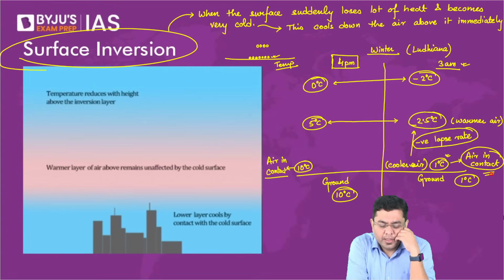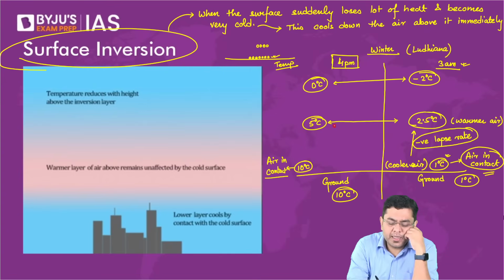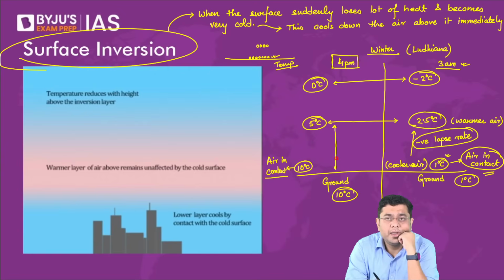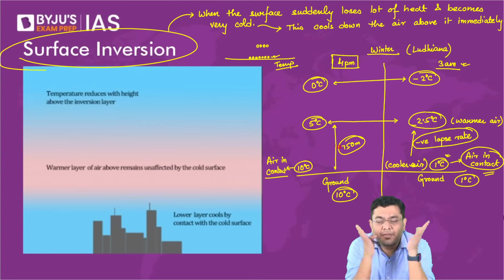Why 5 degrees? Because do we know the height between here to here? Have I anywhere shown you the height? Let's assume the height is 750 meters. Then what? Will it satisfy the condition of your lapse rate calculation?